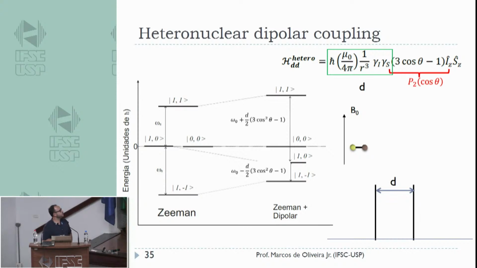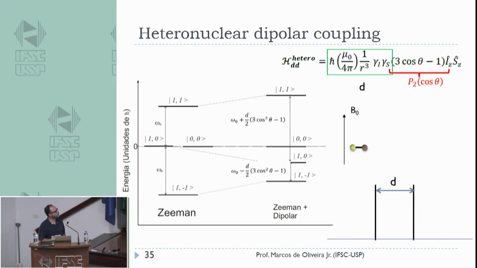So in the Zeeman, if we have a two-spin system, then we have a sum of angular momenta. We have 4 energy levels. 2 of them are degenerate, and then we have 2 other levels, 1 minus 1 and 1, 1. The nuclear transitions are this one and this one. And then when we add the dipolar coupling, we break this degeneracy here. And then we have now more transitions, at least 2 possible transitions. Before they had the same frequency, now we have 2 different frequencies.